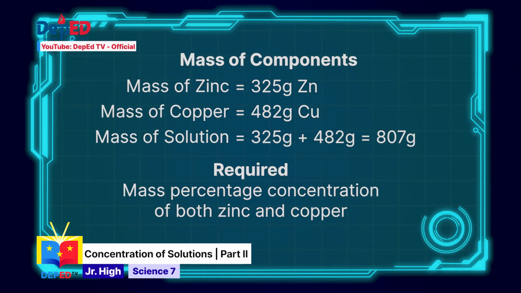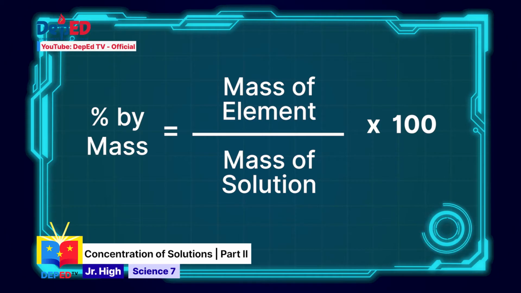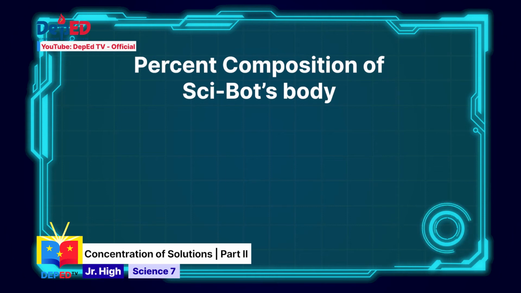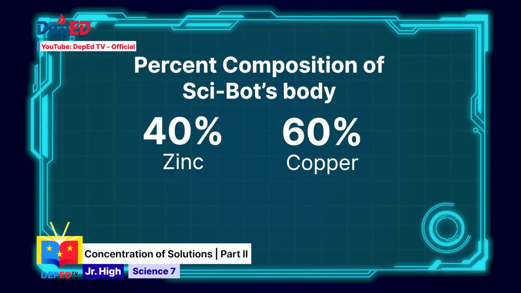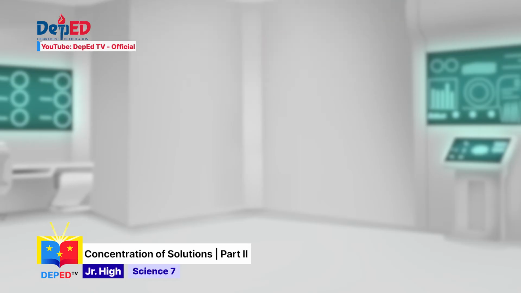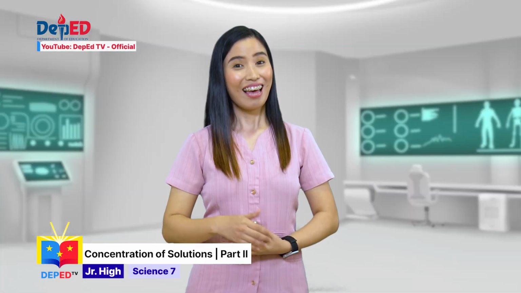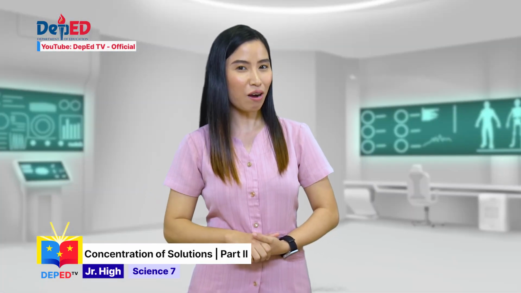You can solve the problem by using the formula. Percent by mass of element is equal to mass of element divided by mass of solution multiplied by 100. For the solution, let's substitute the given values in the formula. The composition percentage of Cybot's body is 40% zinc and 60% copper. Hey! Where did Cybot go again? So let's go back to our next topic.